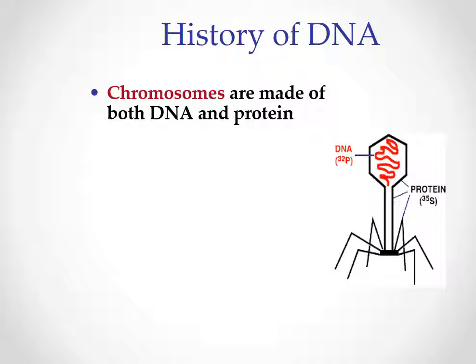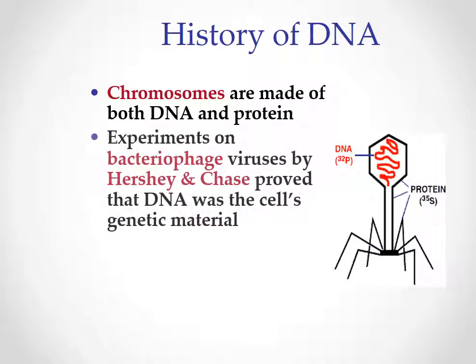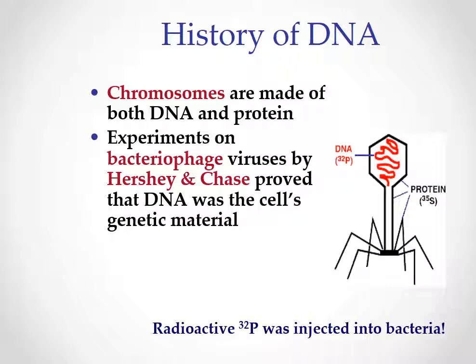genetics. Okay, so chromosomes are made of both DNA and proteins. We know that. Okay, so Hershey and Chase wanted to do a spin-off on Griffith's experiment. So what they used is a bacteriophage. A bacteriophage kind of looks like the lunar spaceship, and it is a virus that basically only attacks bacteria. Okay, so they wanted to prove that DNA was actually the genetic material. So what they did is they used radioactive phosphorus that was injected into the bacteria.